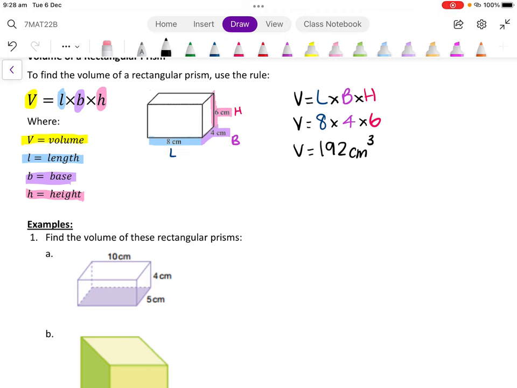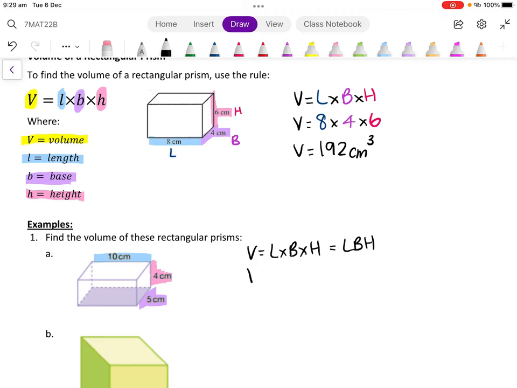Okay, so you should have identified that your length is the distance going across, which is 10 centimetres. Your height is this distance going down, which is 4 centimetres. And you have that this 5 centimetres is your base. So you have V equals L times B times H. You can also write this out as LBH, okay? Because when we have letters timesing together, that means that they're touching one another.